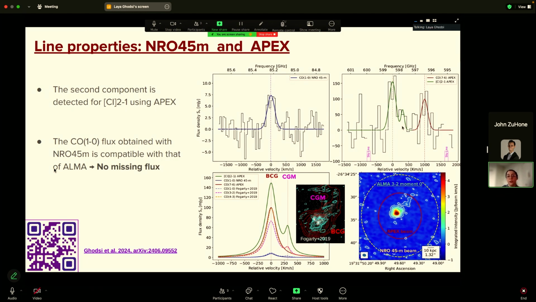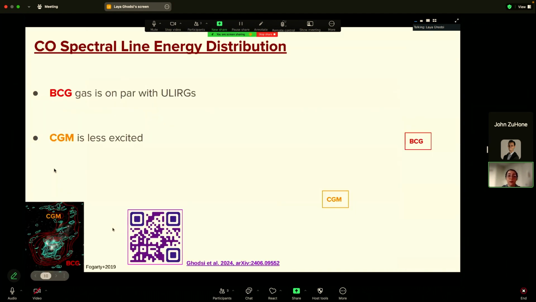And one conclusion drawn here was that the total flux from CO 1-0 was the same as the ALMA CO 1-0, showing that there is no missing flux in the ALMA observations. So there is something else going on. And this work has been published. This is the first part of my project, published this year. You can scan this QR code and take a look at the paper if you want.